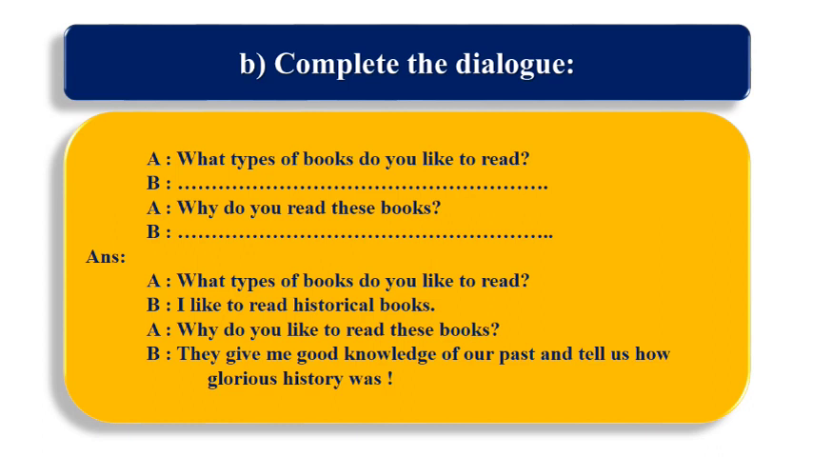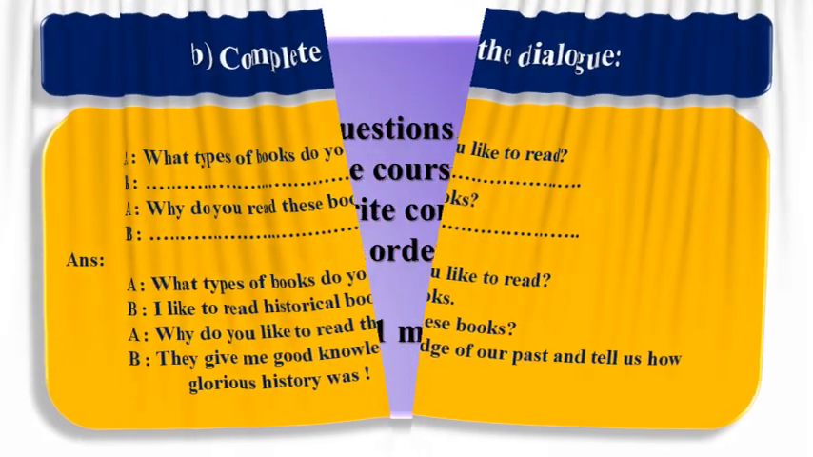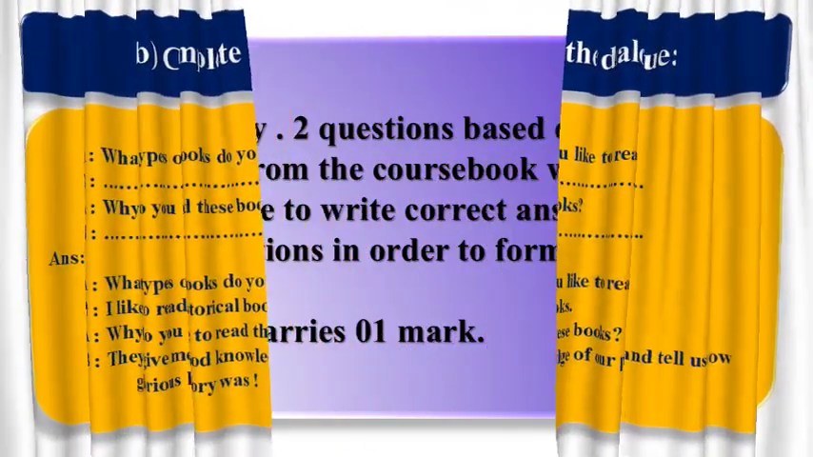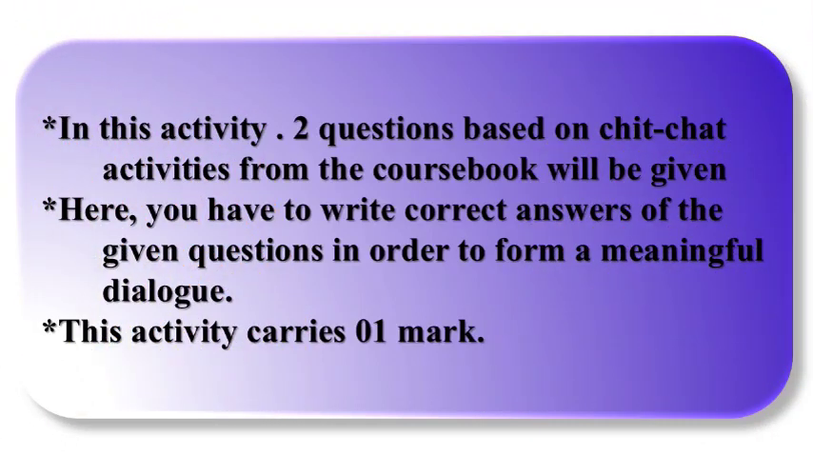What type of books do you like to read? B. I like to read historical books. A said, why do you like to read these books? B answered, they give me good knowledge of our past and tell us how glorious history was. In this activity, 2 questions based on chit-chat activities from the course book will be given. Here, you have to write correct answers of the given questions in order to form a meaningful dialogue. This activity carries 1 mark.